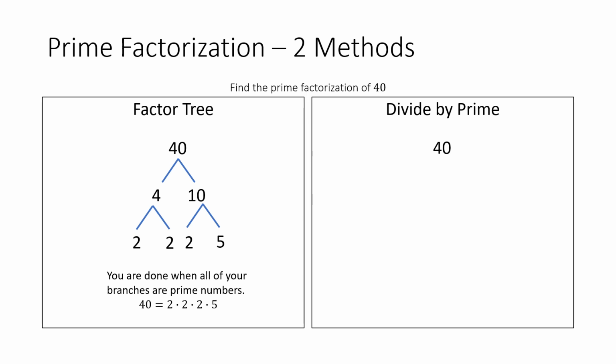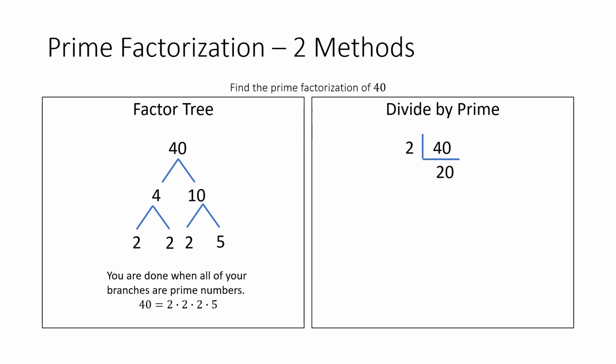The other method is divide by prime. And that's when you start with a composite number, and you start dividing it by primes. If your number is even, you start with 2. If your number is odd, then you start with 3. Our number here is even, so we're going to divide by 2.